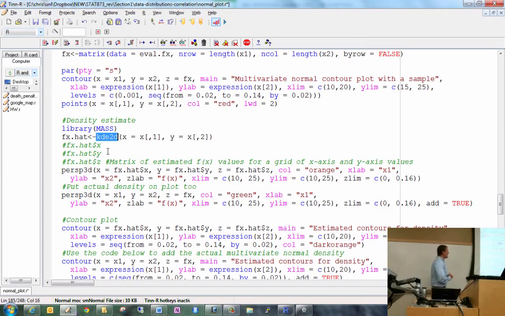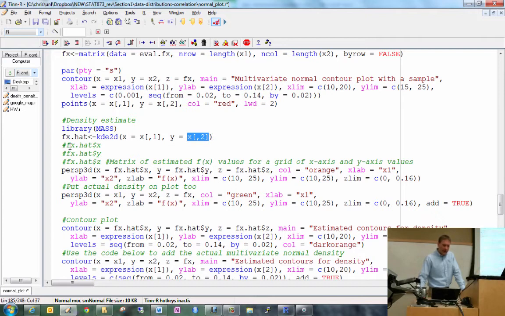There's a function called kde2d, kernel density estimation in 2 dimensions. It's in a package called MASS, which stands for Modern Applied Statistics with S. There's a famous book by that name that talks about how to use R and also S-PLUS. The way this function works is that you put in your first variable for the x argument, and your second variable for the y argument.